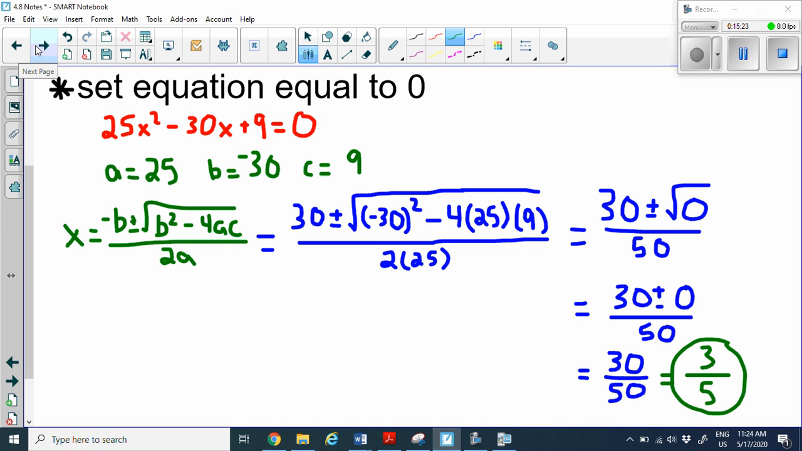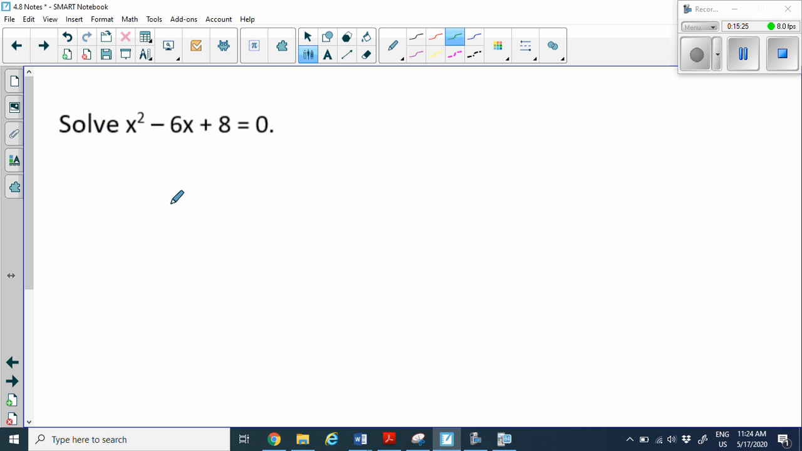Okay, let's go ahead and do the next problem. So example 3. So we have solve x squared minus 6x plus 8 equals 0. Okay, remember, make sure your equation is set equal to 0. In this case, our equation is already set equal to 0, so we're good to go. Also notice that my x squared is positive, so we're good to go. We always want to make sure that our x squared is positive. If not, then we would have moved everything over to the other side.